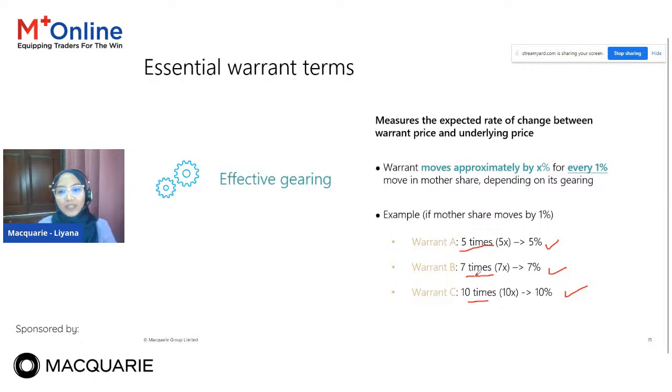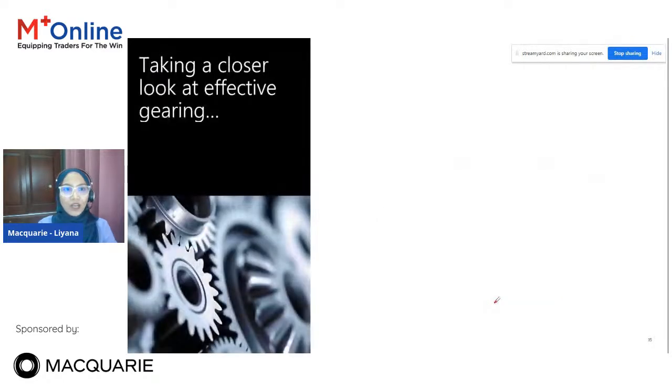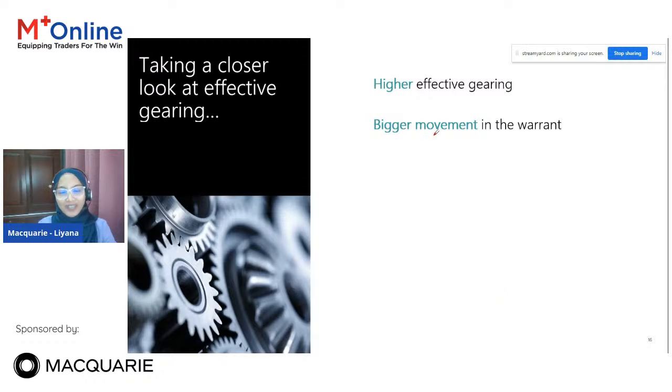Okay, so kalau warrant B dia ada 7 kali effective gearing, dan kalau mak dia bergerak sebanyak 1%, warrant B dia akan bergerak sebanyak 7%. Kalau warrant C dia akan bergerak sebanyak 10% kalau mak dia bergerak sebanyak 1%. So dekat sini, mana yang ada effective gearing yang lagi tinggi? Warrant C kan, sebab dia punya effective gearing lagi banyak. Alright, so lagi tinggi effective gearing terhadap sesuatu warrant, lagi besar pergerakan warrant tersebut.